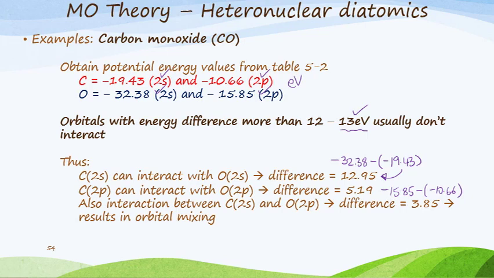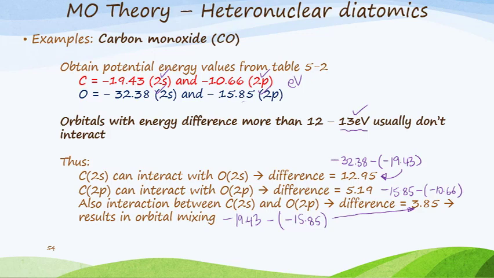So the 2s is, let's see, so that's the 2p and the 2s. So we've got minus 19.43 minus 15.85, and you should see that the difference will probably give you this answer over here. So there is orbital mixing. Okay, so that means you need to remember what happens when we get orbital mixing. We need to swap the pi and the sigma orbitals around, the molecular orbitals.